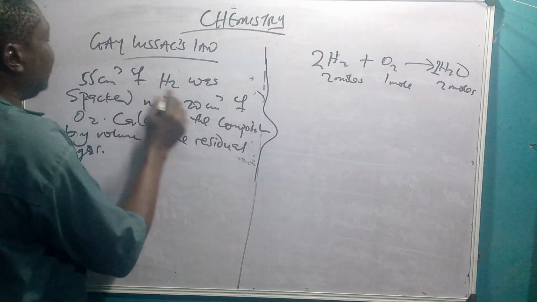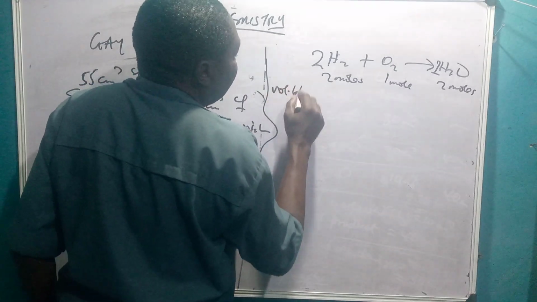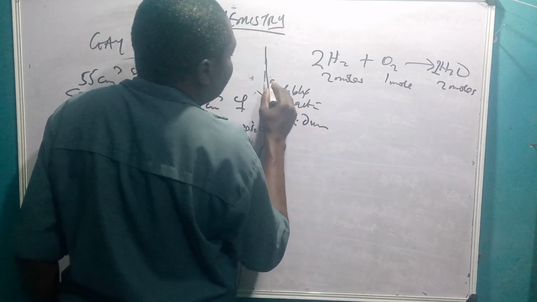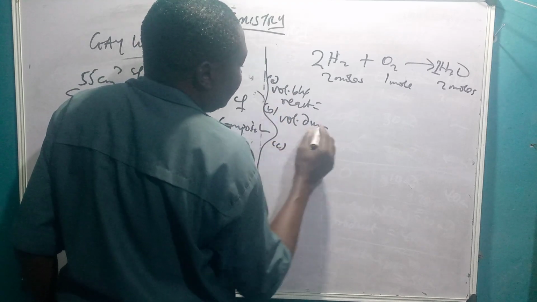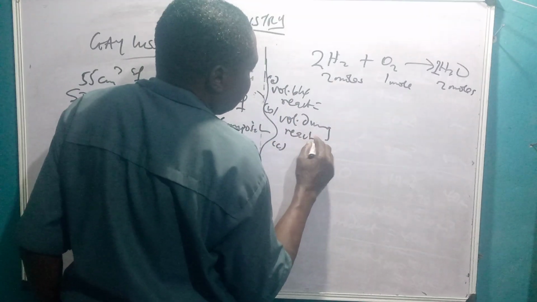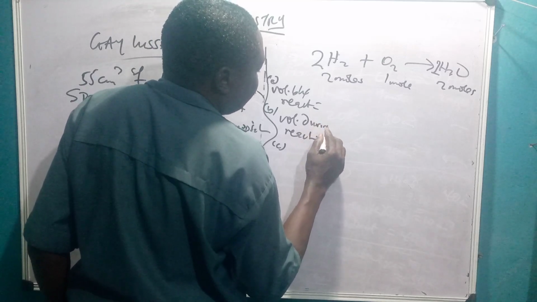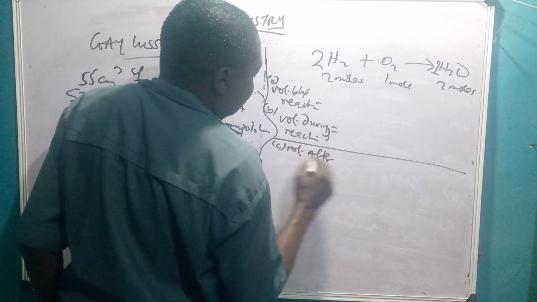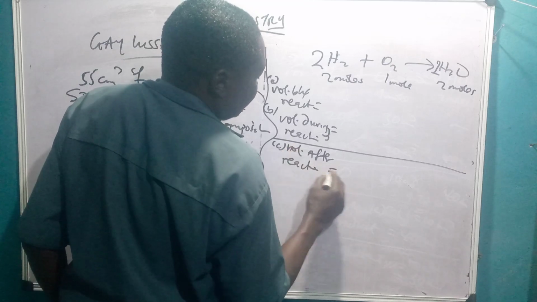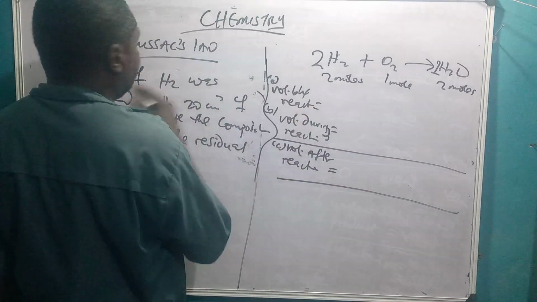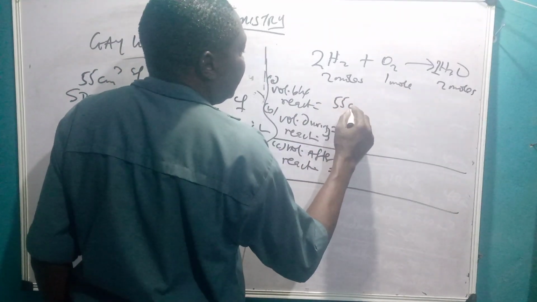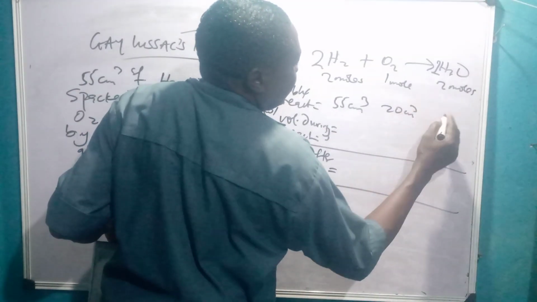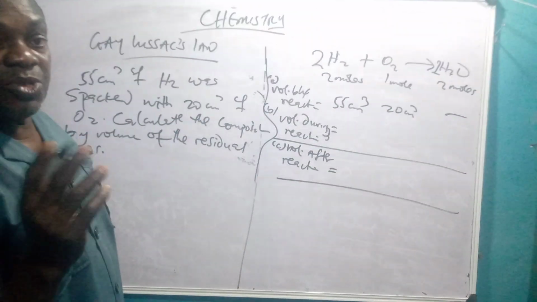So you look at the question, 55 cm³ of hydrogen. You write volume before reaction, volume during reaction, and volume after reaction, and underline them. Then you insert the values they give you in the question: 55 cm³ of hydrogen reacts with 20 cm³ of oxygen, with a dash for the product. From here, use your initiative, just like you did the previous one.